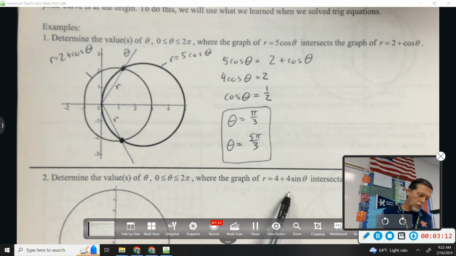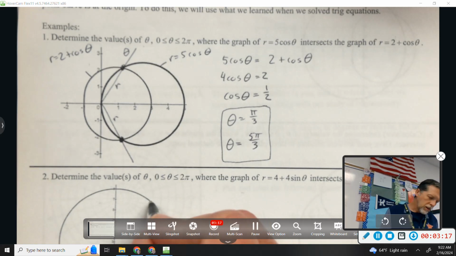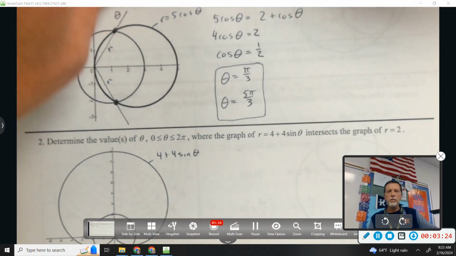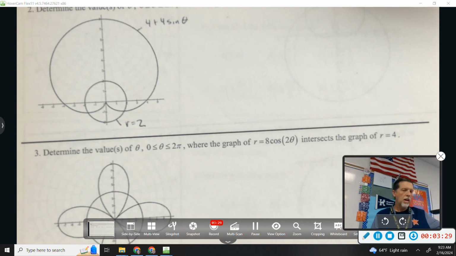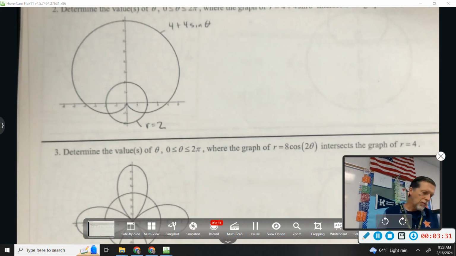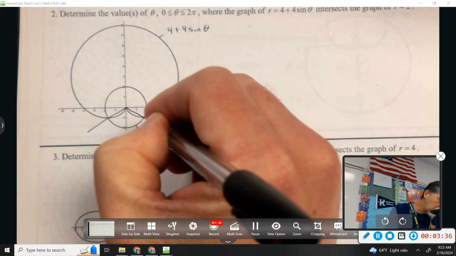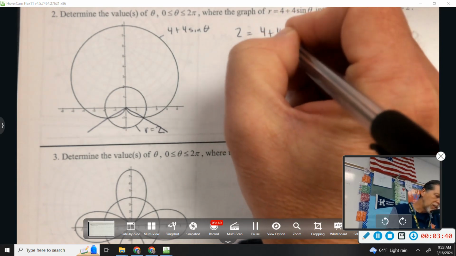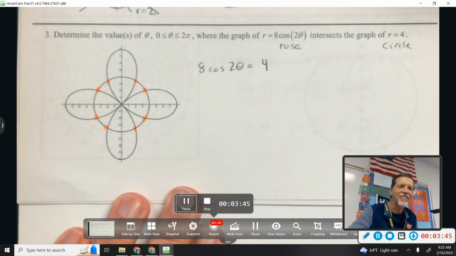Number 2, pretty similar. So we've got a cardioid, r equals 4 plus 4 sine theta, and a circle, r equals 2. Put that on the screen. And again, we can see, even before we start working the algebra of the problem, that there should be two intersections. So let's set those two things equal to each other and see what we find. In fact, why don't you finish that problem?